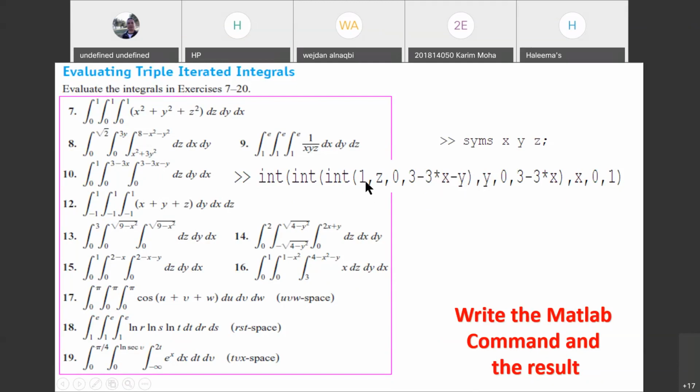I close it. Comma. I am integrating with respect to y. So I put the variable y. Comma. The lower bound of y is 0. Comma. The upper bound of y is 3 minus 3 star x. Close the second integration, comma. The third integration will be with respect to x. So I write comma x. The lower bound for x is 0. The upper bound of x is 1. Close the last integral and press enter. You will get the answer. Okay.